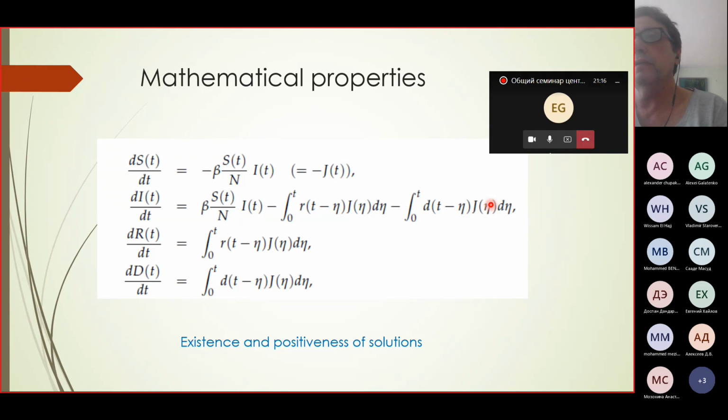Of course, this is a system of integro-differential equations. We can discuss some mathematical properties of this system of equations. Some of these properties are studied, for example, existence of solutions or positiveness of solutions. I will not discuss these properties today. Positiveness is important, and it's not very difficult to prove. Existence is really more of a mathematical question, and it requires some development, so we will not stop on that today.